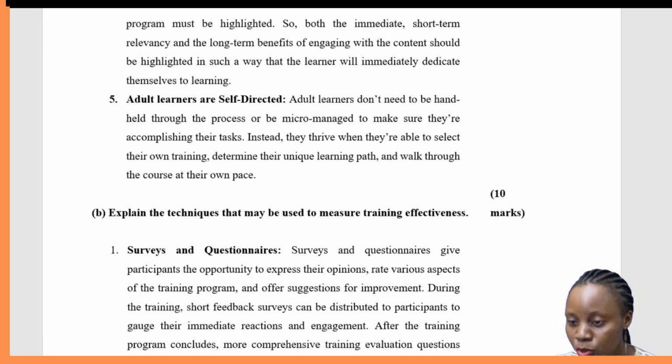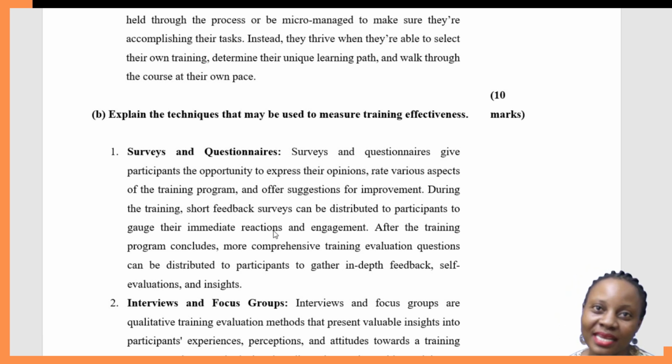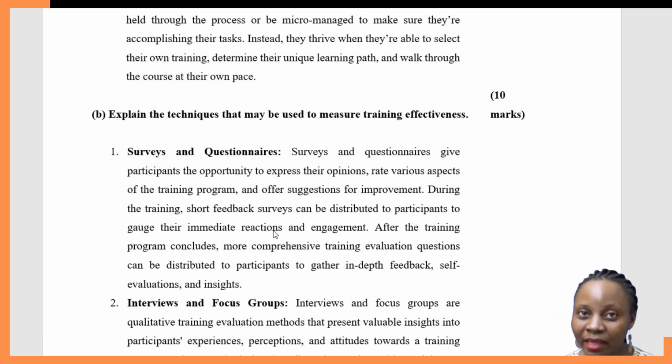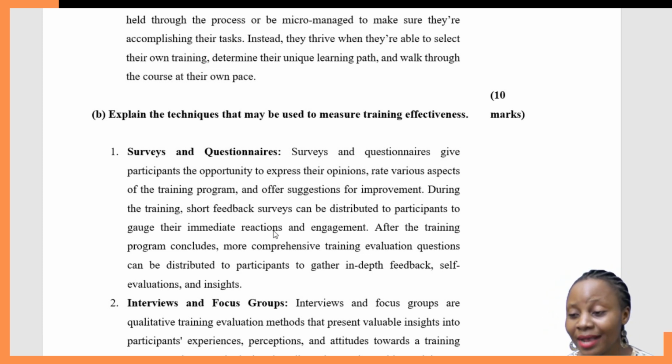Number two, another technique that you can use is interviews or focus group discussions. When you talk of interviews, this will include one-on-one interaction with the employees. Try to ask them questions and they give you the answers that you are looking for, so that you can gauge whether the training that was given to them indeed helped them in one way or the other or not.